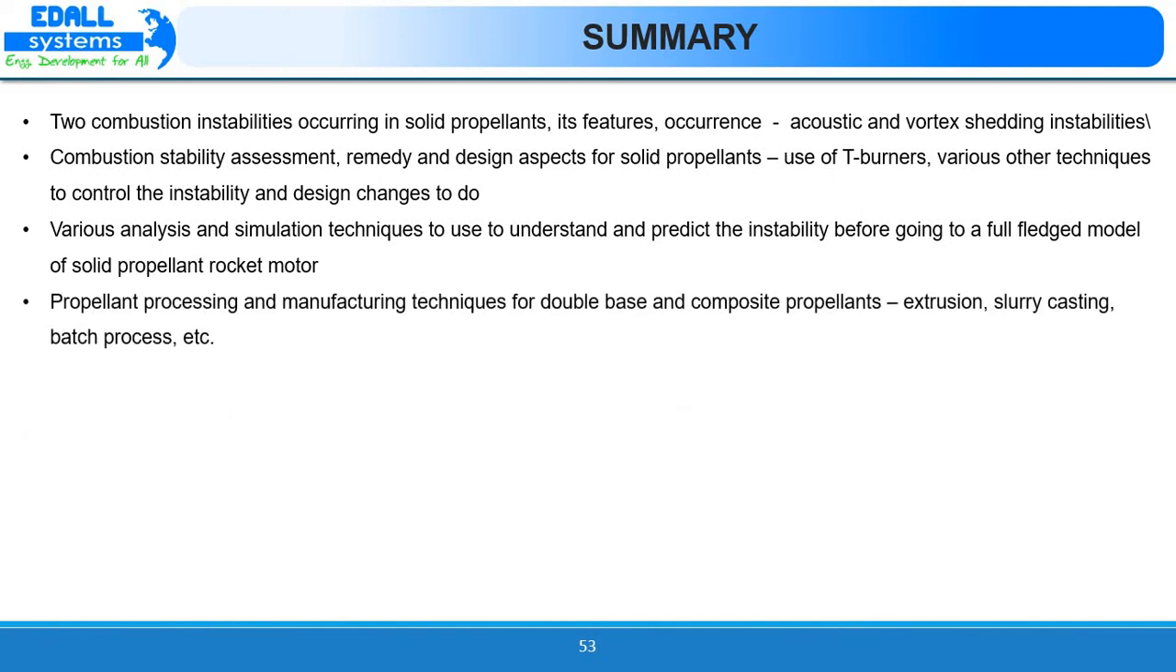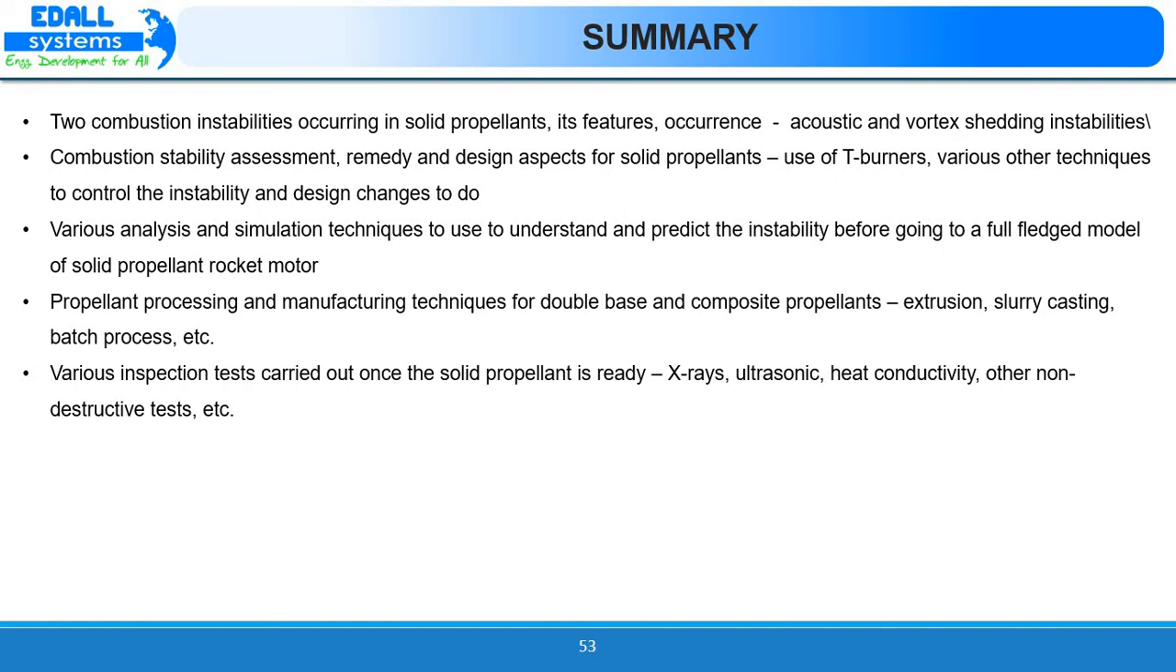Then we saw propellant processing and manufacturing techniques for double base and composite propellants. That is, composite propellants use the casting process, and double base propellants use extrusion and slurry casting processes for their manufacturing. Then lastly, we have seen various inspection tests carried out once the solid propellant is ready, that is X-rays, ultrasonic, heat conductivity and other non-destructive tests are carried out, and the data are used as criteria for accepting and rejecting the propellants once they are produced.